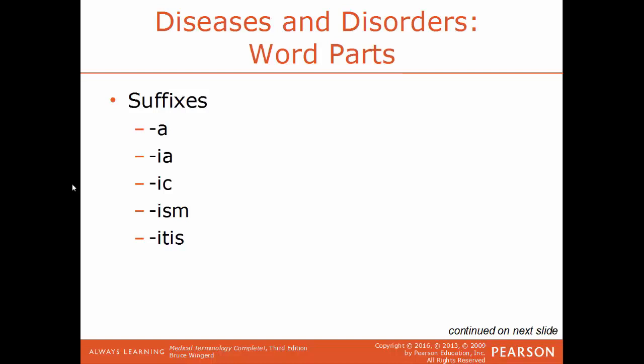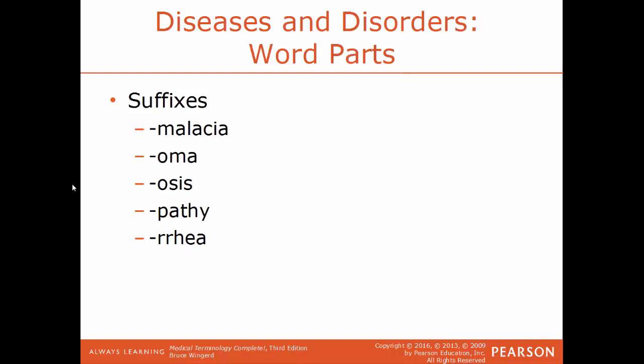The suffix -ic is a reference to "pertaining to." Thoracic is a reference to the thoracic cavity, pertaining to the thoracic cavity. -Ism is a process or a condition. And the last one on here, -itis, means inflammation. So appendicitis is inflammation of the appendix.